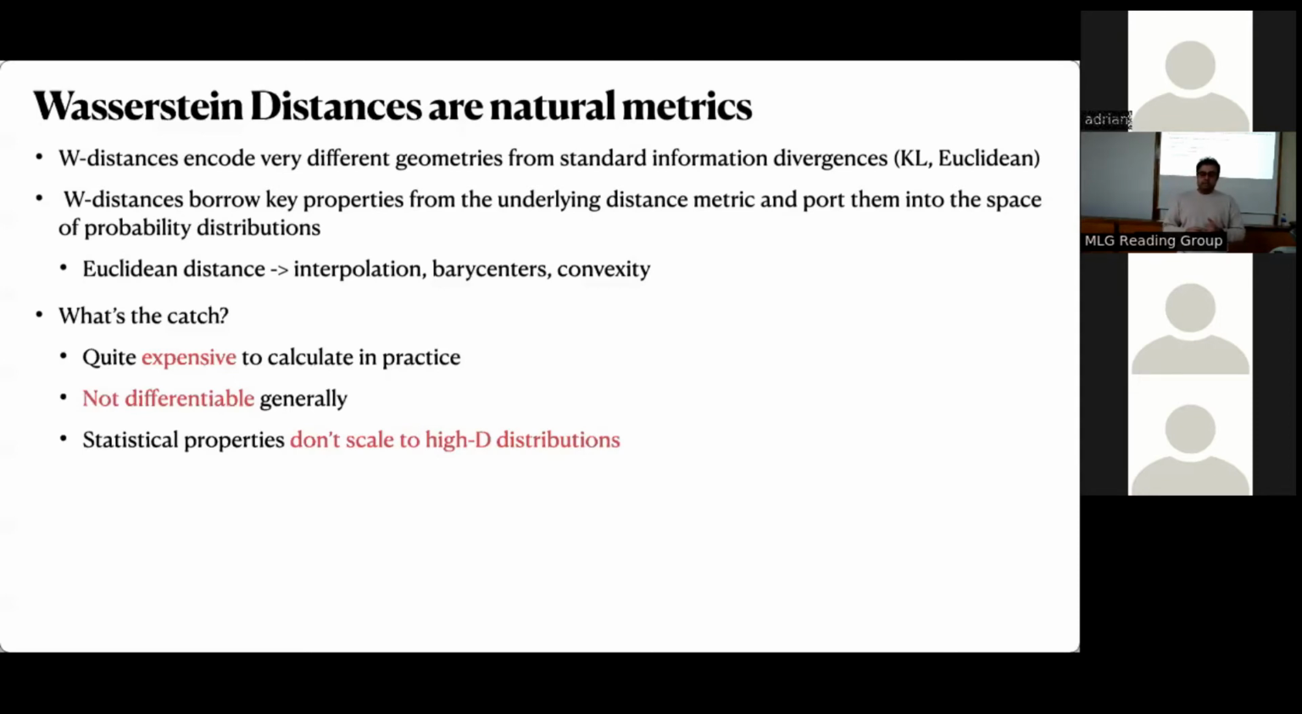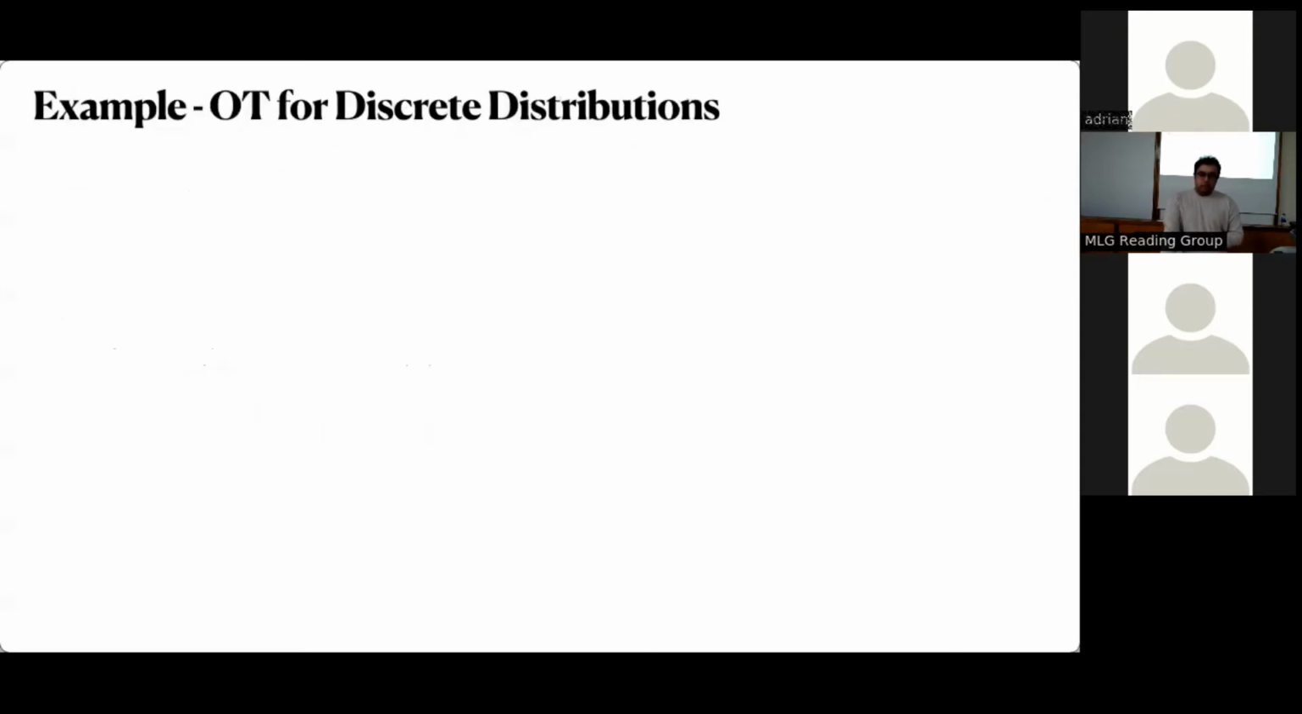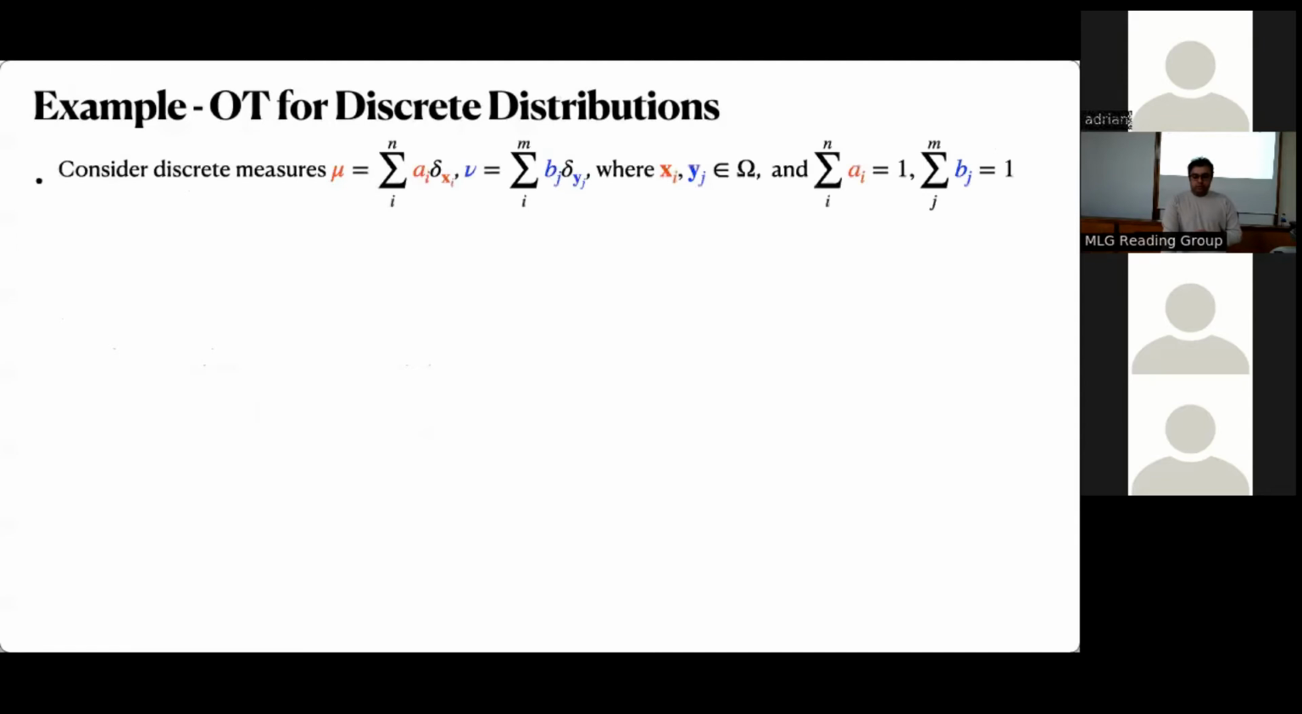And then the statistical properties don't scale to very high dimensional distributions. I'll get to that last point in a bit. But I want to show what these issues are for a concrete example. So let's talk about optimal transport for two discrete distributions.